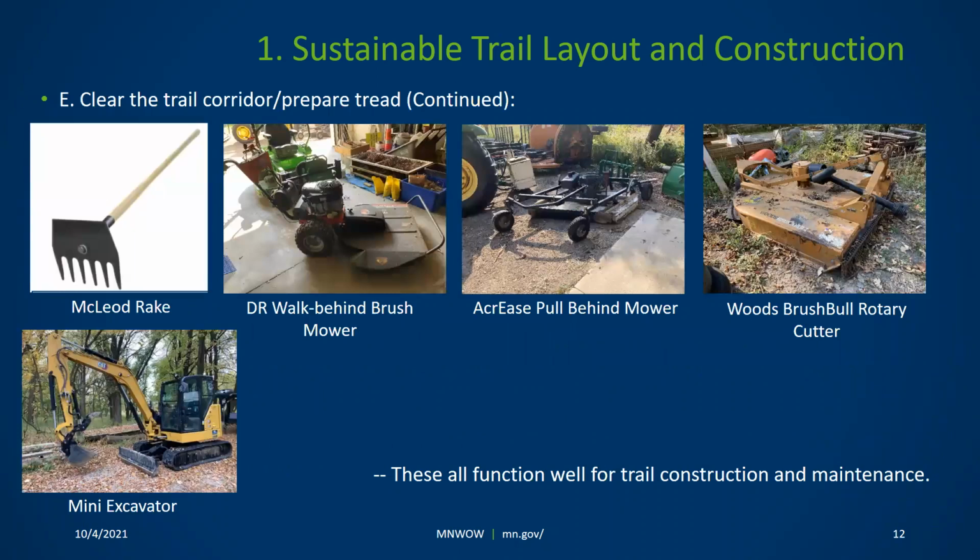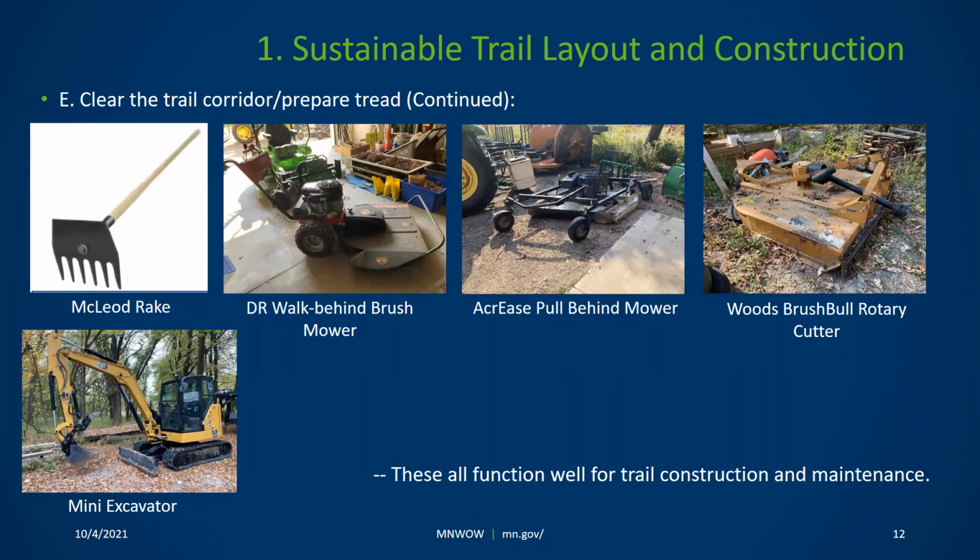So here are just some examples of tools we'd be using. The McLeod rake, we use it for fire, but that's a pretty invaluable trail building tool for hand work. You can tamp with it, you can rake with it, you can hoe with it. It's very sturdy, it's got good weight. The DR walk behind brush mower is a great option for trail corridors, either punching them in or maintaining them along the edges. Great for invasive species work.